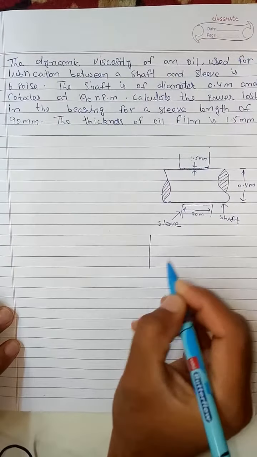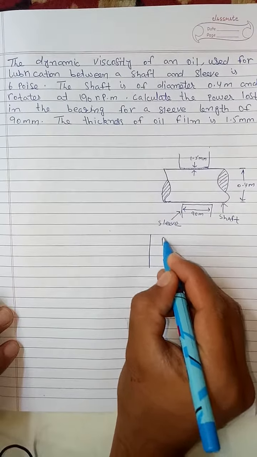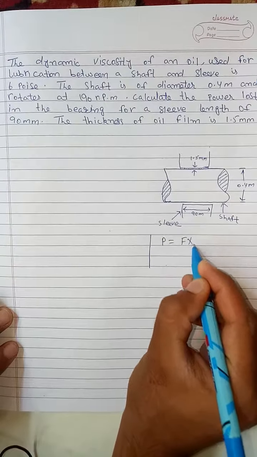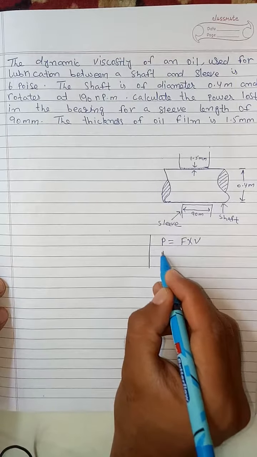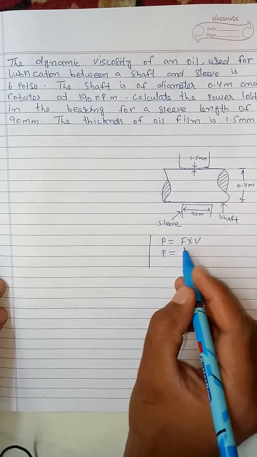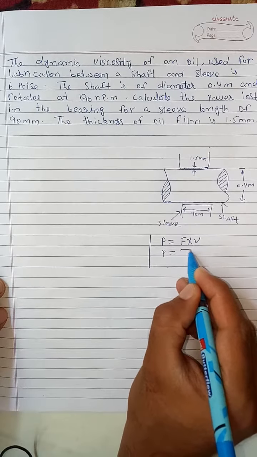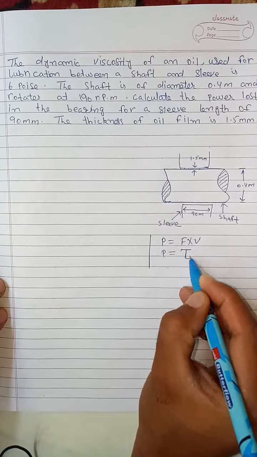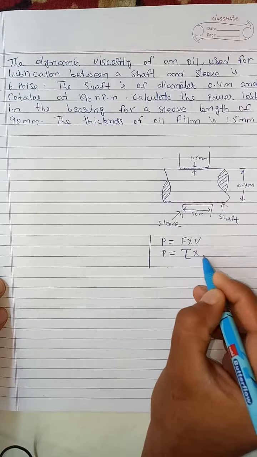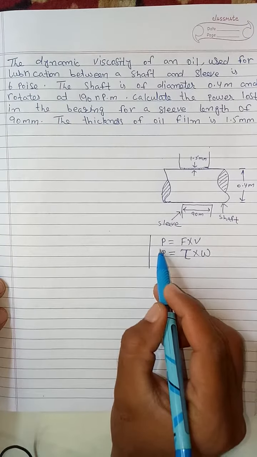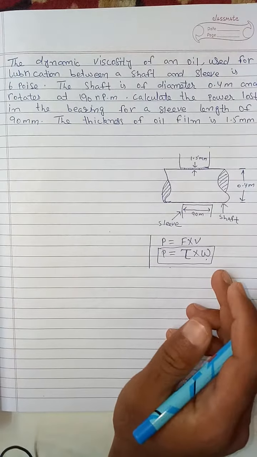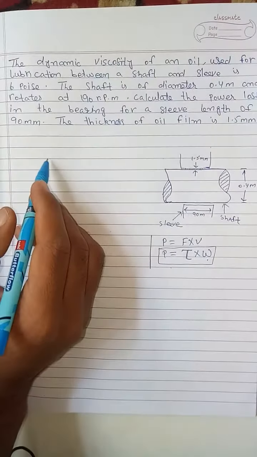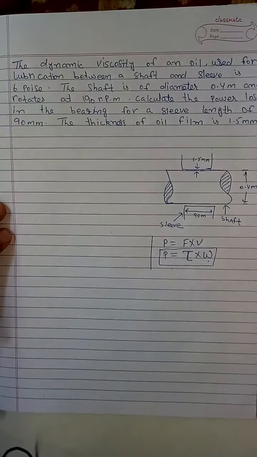You all know power equals force into velocity. But if we talk about angular velocity, we can write power equals torque, I will write T, into angular velocity, that is omega. So I have to find this power lost, I have to find torque into omega. So let us start. How can we find this?